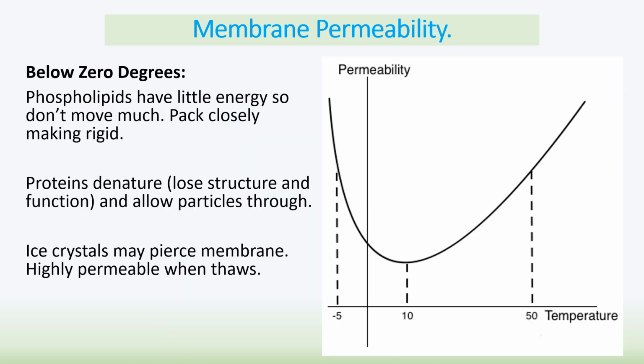Below 0 degrees, phospholipids have very little energy, so they don't move very much. They're packed closely together like a solid, and the proteins denature. Although I don't really like that word if I'm honest, so I would say the proteins don't work as well, and they can lose their structure and function, to allow some particles through. One reason this may happen is because ice crystals may damage the proteins and pierce the membrane, meaning it becomes highly permeable when that membrane thaws.